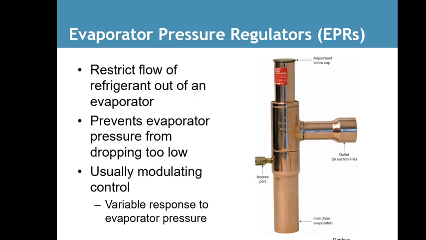Evaporator pressure regulators restrict flow of refrigerant out of the evaporator, preventing evaporator pressure from dropping too low, usually modulating control, variable response to the evaporator pressure. So this is constantly working like a TXV. If the pressure is too low, if it's too high, it maneuvers to make sure it stays within a safe range.